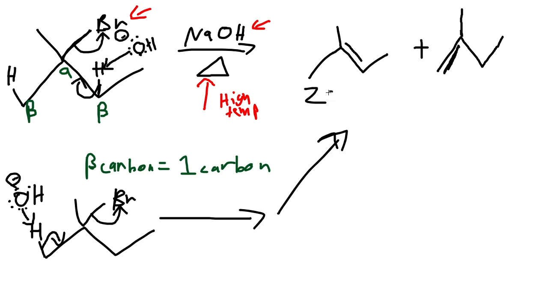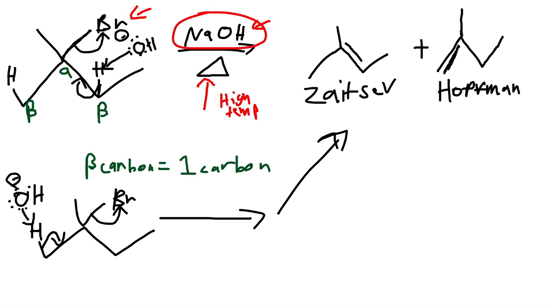This is called Zaitsev, meaning more substituted. And now on the other side, we have the less substituted structure. This is called Hoffman. Okay, Hoffman. One more thing we must note is that the reagent we've been using is a strong base, but it is also not bulky. So let's put not bulky.